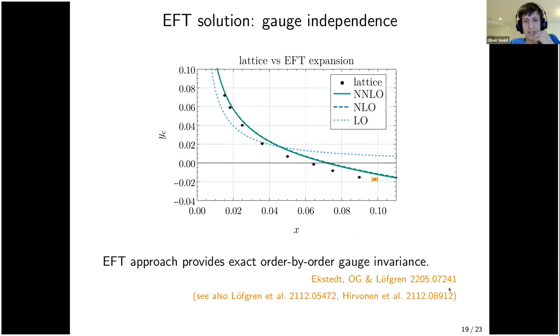We recently showed that doing the same calculation in a purely EFT way, using an EFT-based expansion, one gets exact order by order gauge invariance. Essentially, one makes an EFT for the Higgs by integrating out everything heavier, and then does an h-bar expansion within that EFT. Here are the results at leading order, next to leading order, next to next to leading order. Not only are the results exactly gauge invariant order by order, but they're also much closer to these lattice points in black. If you look here, this two loop result is not as good as our EFT result.